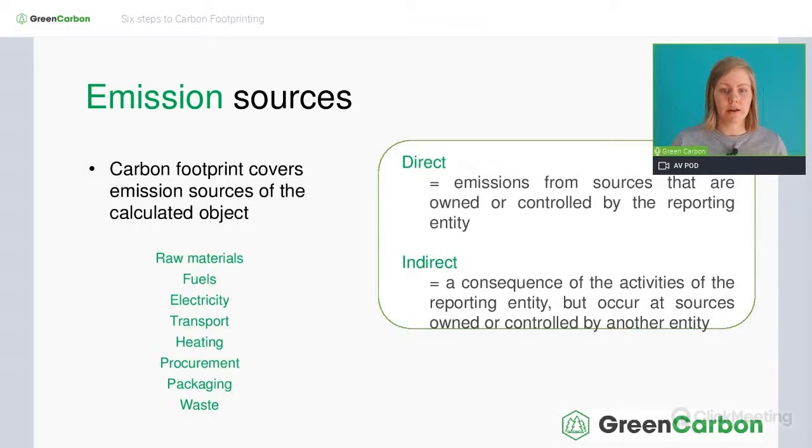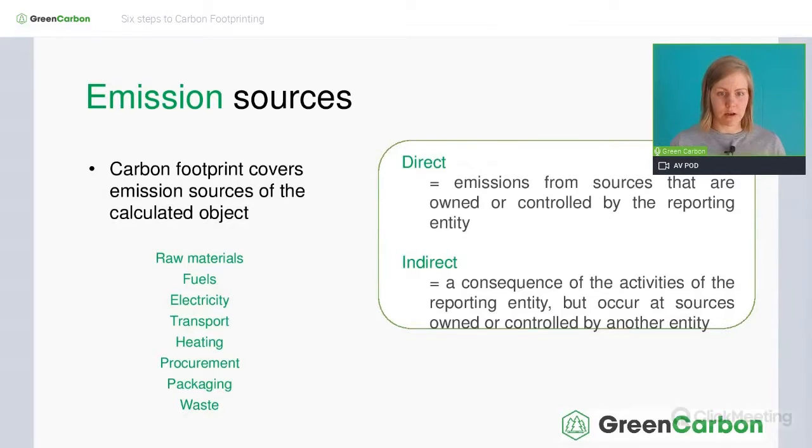And there are two different kinds of emission sources. There are the direct emission sources, and those mean emissions that come from sources that are owned or controlled by the reporting entity. For example, if you have a factory, the fuels that you use in the factory are direct emission sources.